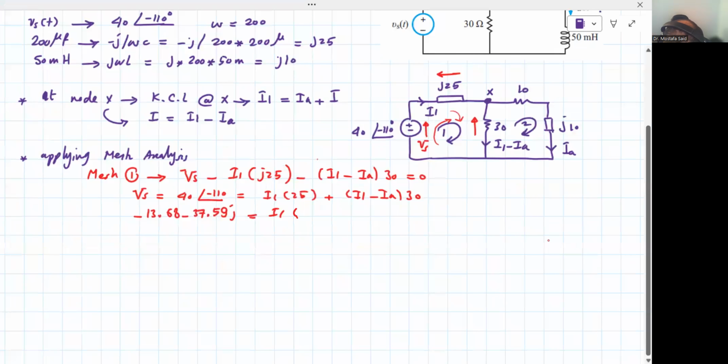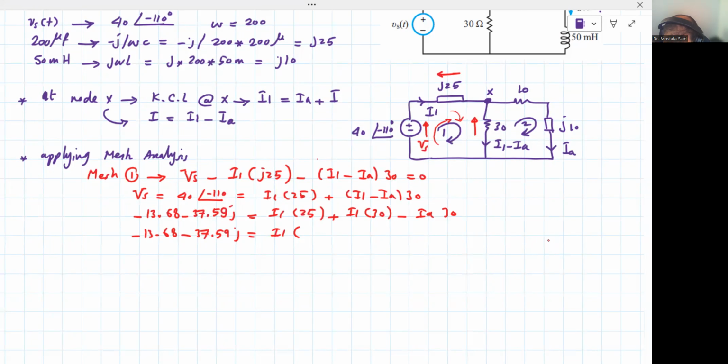So we have I1 j25 plus I1 30 minus IA 30. Minus 13.68 minus j37.59 equals I1 times (j25 plus 30), which would be basically 30 plus j25, minus IA multiplied by 30.